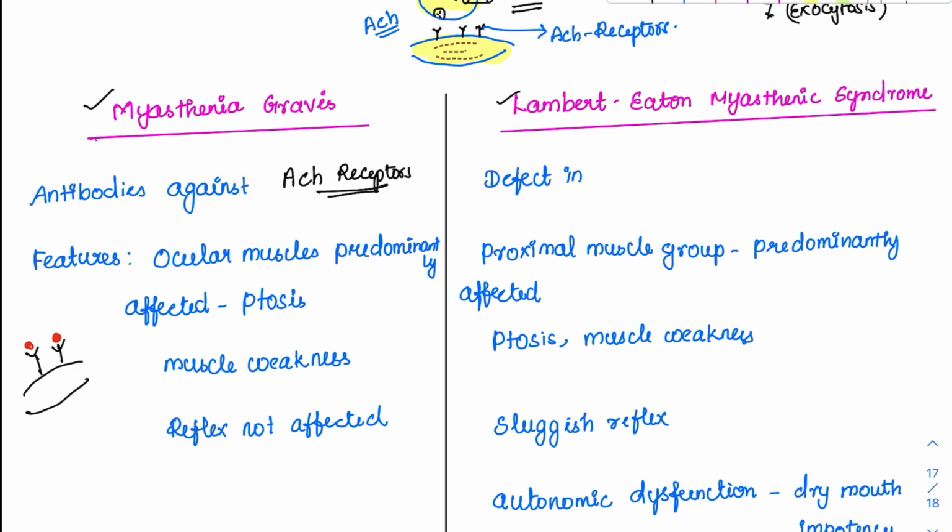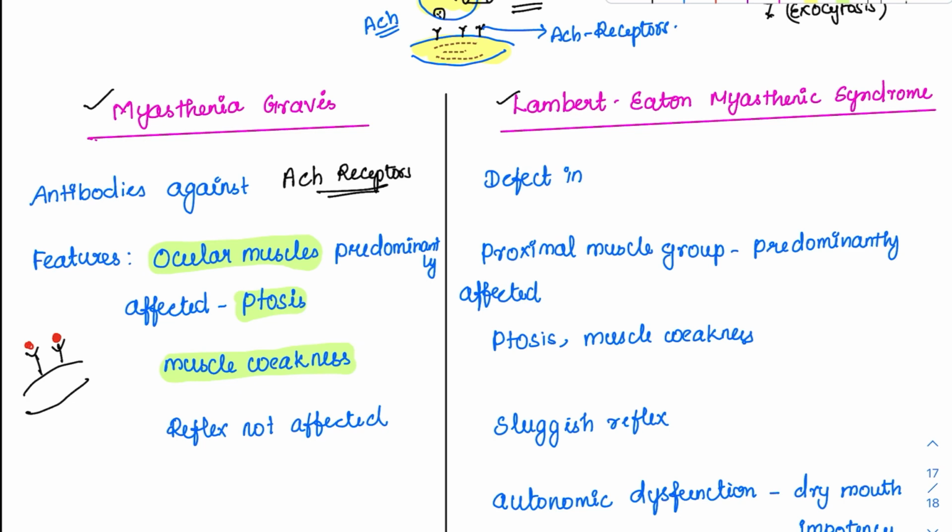So what are the predominant features of this Myasthenia gravis? There is paralysis of ocular muscles. The ocular muscles are mostly affected and it will cause ptosis. And there will obviously be muscle weakness. So these are the two important features.